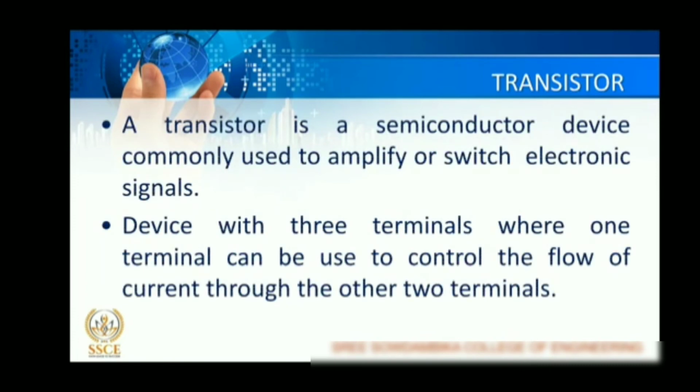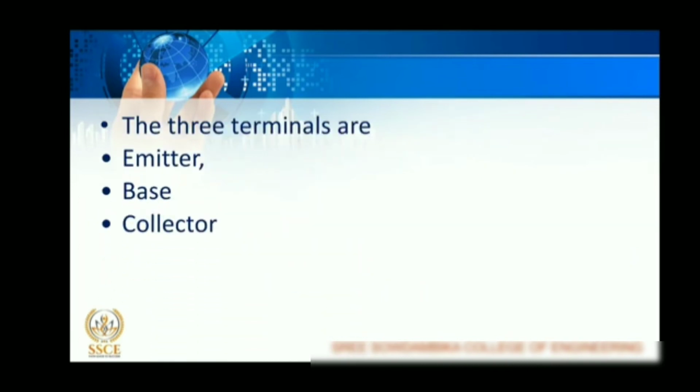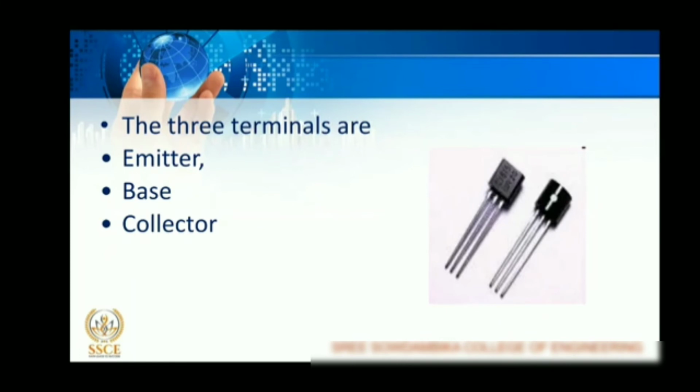Next one is the transistor. Like diodes, a transistor is also a semiconducting device which is used to amplify electronic signals. Mostly our transistors are used to amplify electronic signals. This device contains three terminals: emitter, base and collector. These are the three terminals of the transistor. This is our transistor. It contains three terminals: emitter, base and collector.